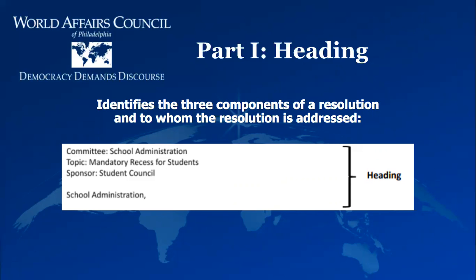So to go into some specifics here, you'll see 3 lines in the heading: the committee, the topic, and the sponsor. The committee is who the resolution is being written to. So in this case, we are writing to the school administration on the topic of mandatory recess for students. And the sponsor, who the resolution is from, is in this case the student council. And like every letter, you begin with a dear, whoever the letter is written to, and in this case, dear school administration.